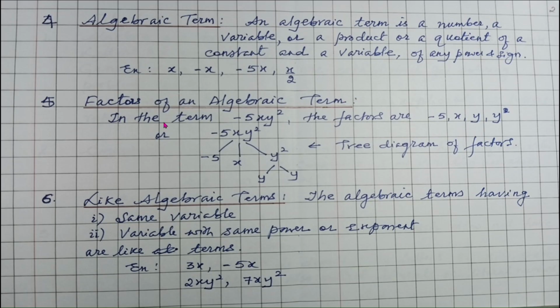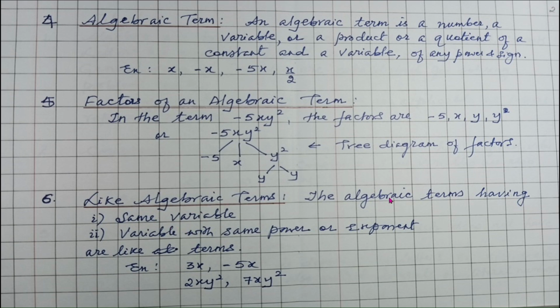Factors of an algebraic term. In the term minus 5xy square, the factors are minus 5, x, y, and y. That means I can split minus 5xy square as minus 5 is one factor, x is another factor, and y square is another factor, and y square can be split as y and y. So this is the tree diagram of factors. Please remember that. Now when I multiply the factors, I get back the algebraic term. Now, like algebraic terms, rather it's very simple. We already know what is the factor. A factor is that which divides a given algebraic expression completely, as we have learnt in mathematics.